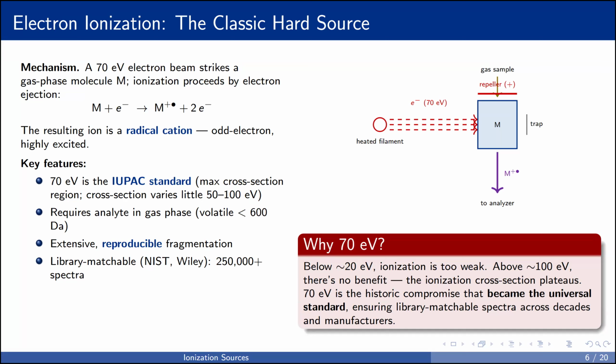The diagram on the right shows the geometry. Filament on the left emits electrons that cross the ionization chamber. The sample enters from above. Ions are extracted downward by the repeller into the mass analyzer. The electron trap on the right collects electrons that made it through.